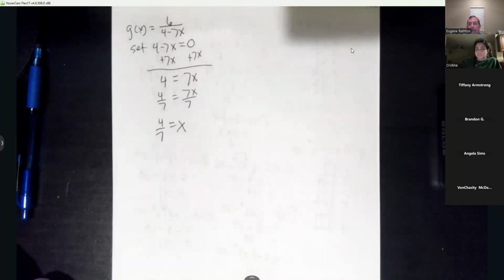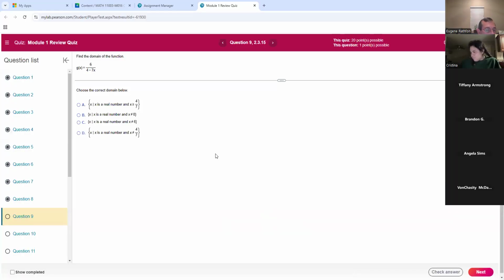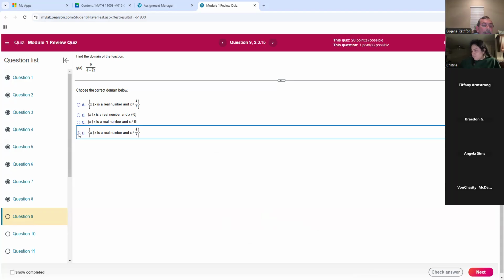All right, so I'm looking for the one answer that says all real numbers, x cannot equal 4 over 7. So y'all, that would be D for me. Now they try to trick you with A, but we don't use greater than or equals on our domain, okay? All right, hit next.